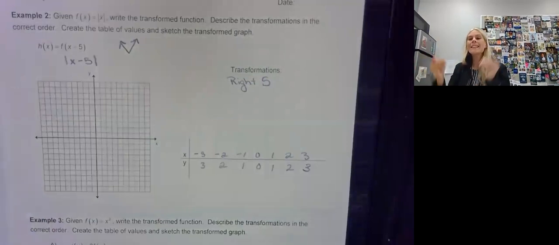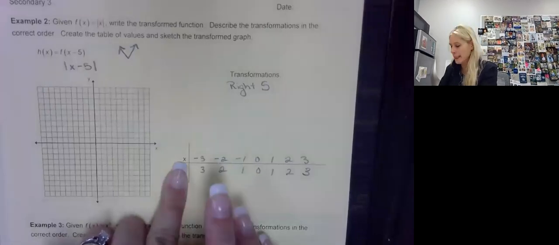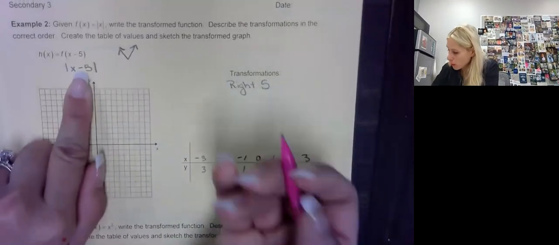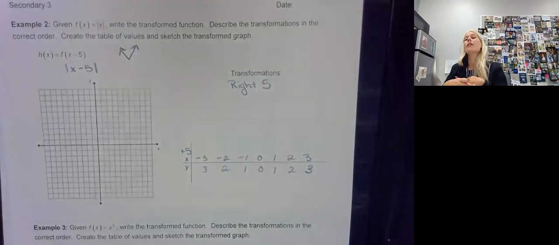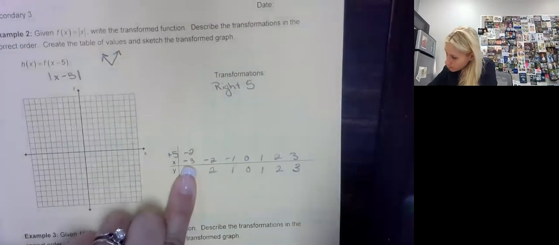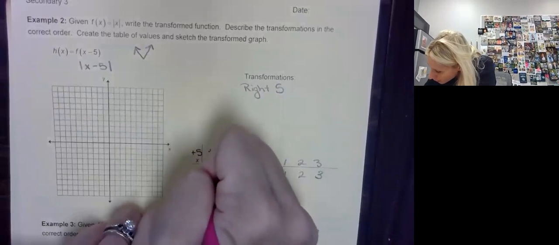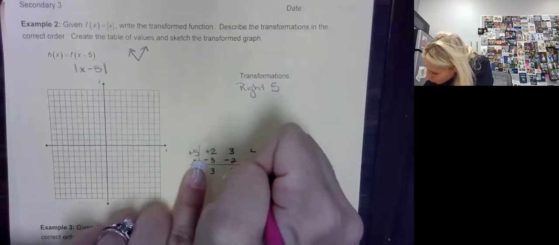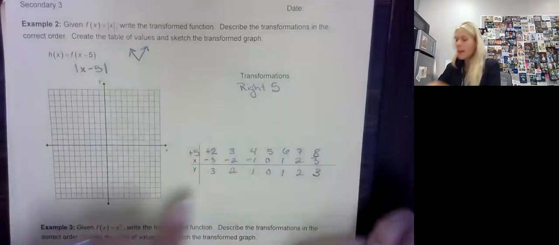Now, because it's on the inside, we do it to x. Inside you do it to x, and we're going to do the opposite of what we see. So this is subtracting 5, so what we're actually going to do is add 5 to it. I see a minus 5, so I'm actually going to do the opposite, so I'm going to add 5. So negative 2, no, sorry, that would be positive 2, right? So positive 2, positive 3, positive 4, 5, 6, 7, 8.